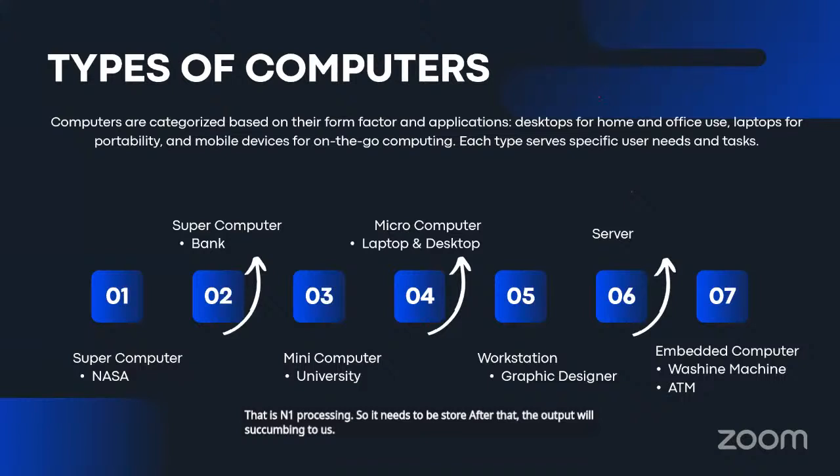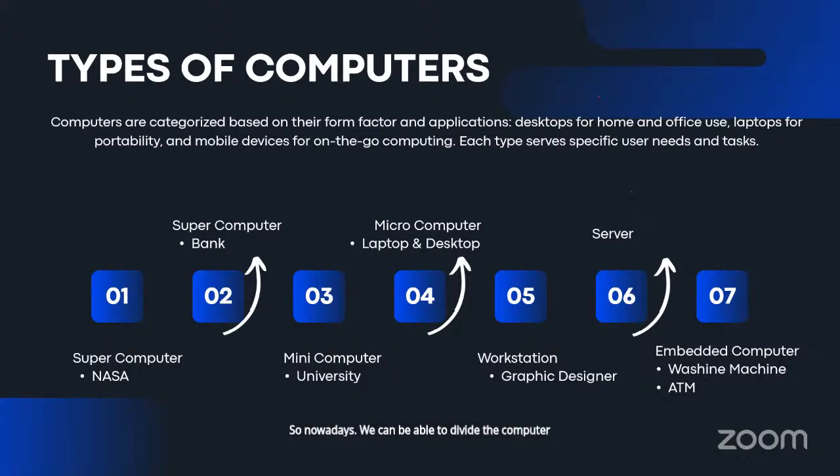Nowadays we can divide computers as per the requirement or as per the use. Computers are categorized based on their form factor and applications. Desktop for home and office use, laptop for portability, and mobile device for on-the-go computing. Each type serves specific user needs and tasks. So as per the requirement and the task, we can categorize the computers.